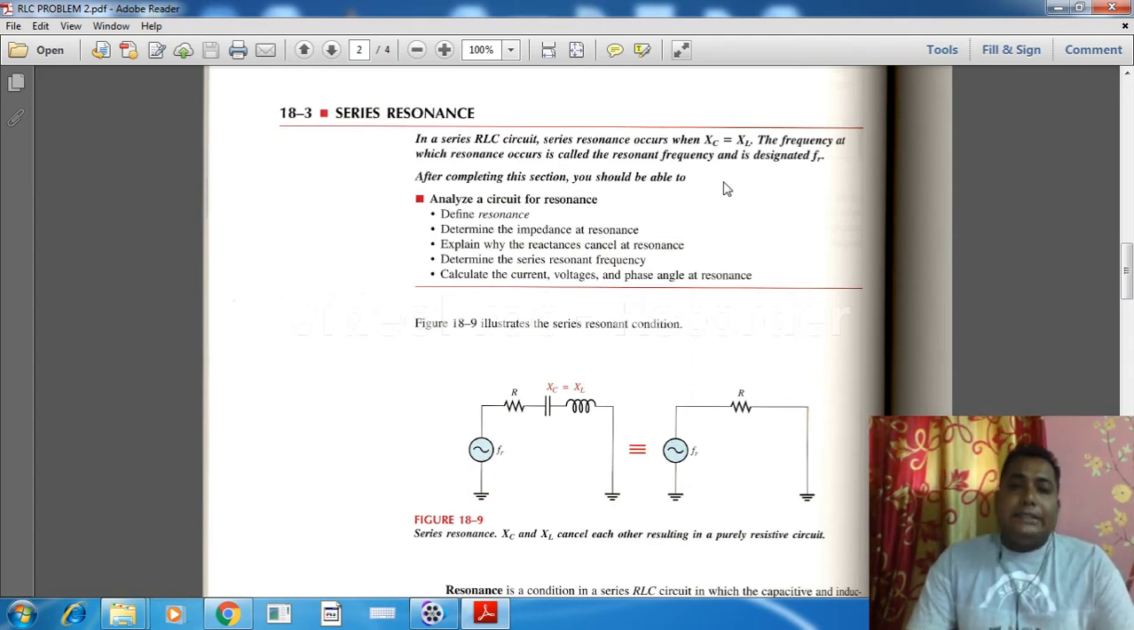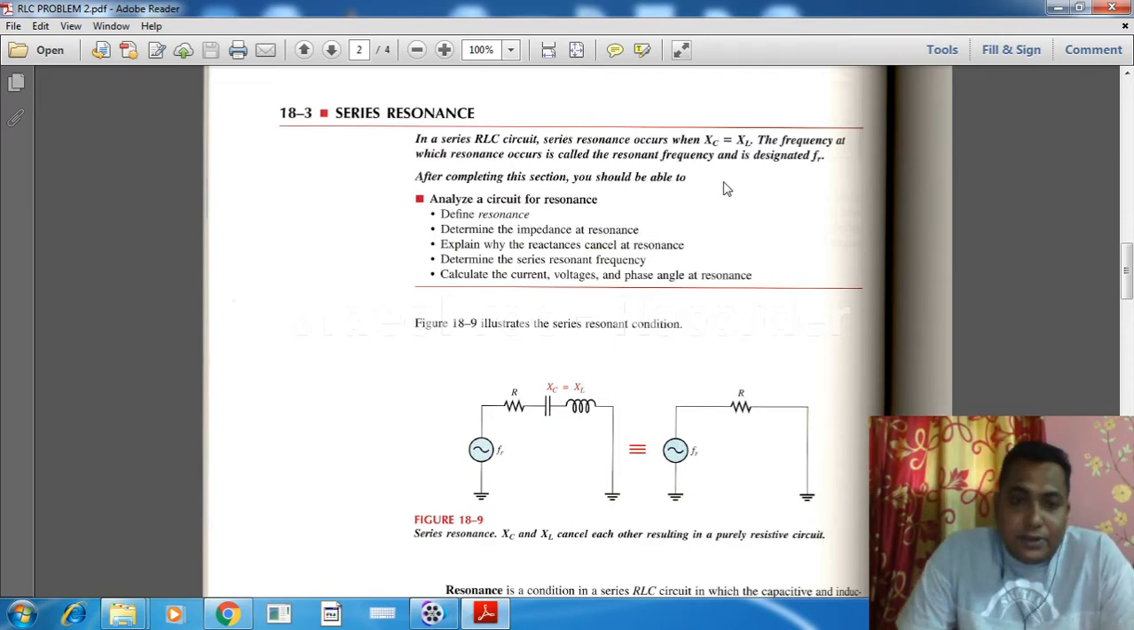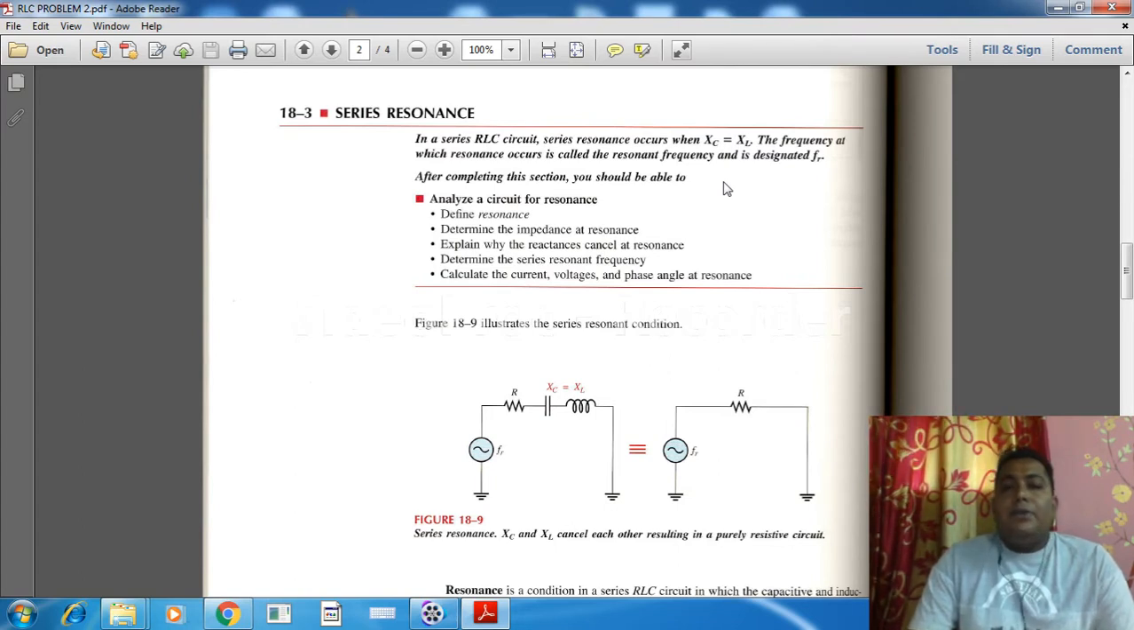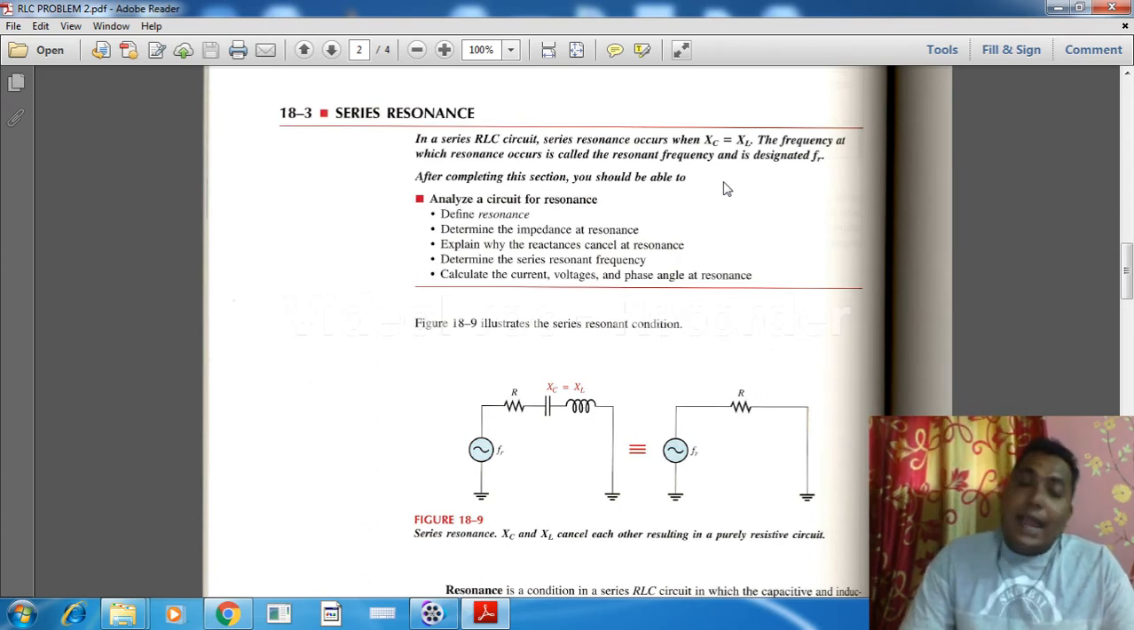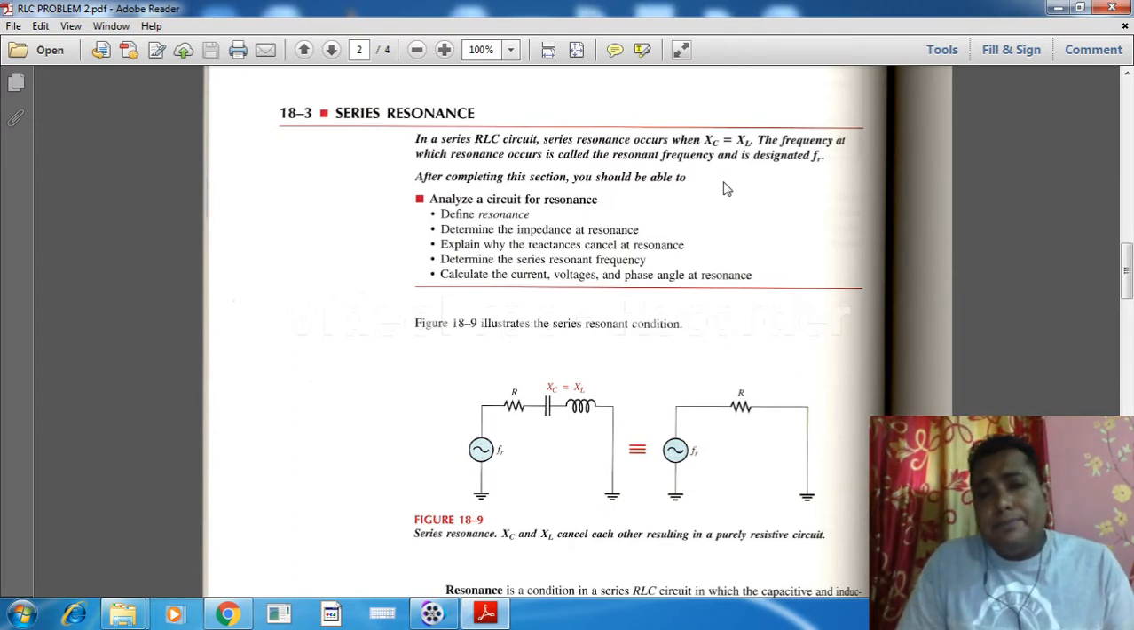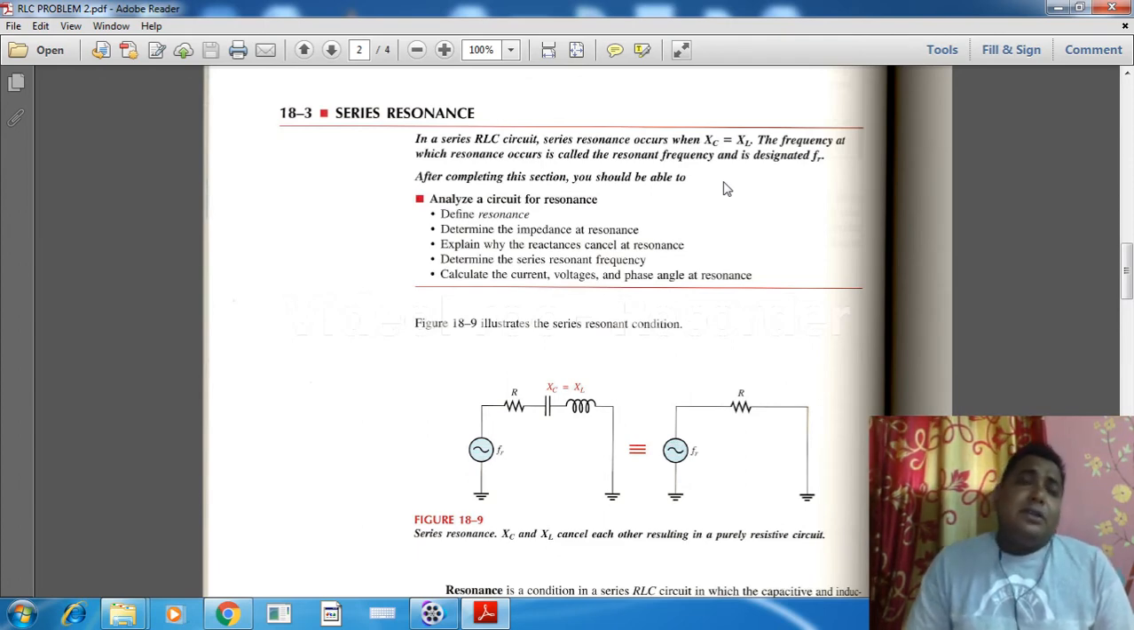After completing this section, we will be able to analyze a circuit for resonance, define what is resonance, understand the impedance at resonance condition, explain why the reactance is cancelled at resonance, determine the series resonating frequency, and calculate the current, voltage and phase angle at resonance. So whatever problems we have done, whatever theory we have discussed, everything we will do, but we will find out those things at the resonance condition.